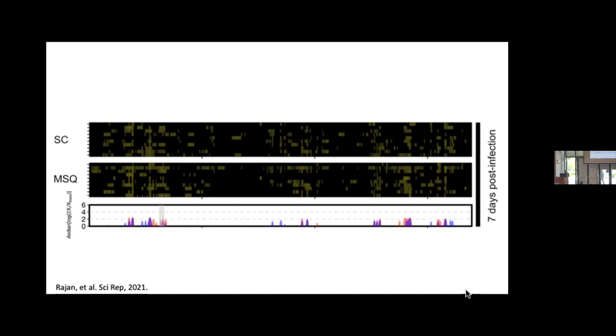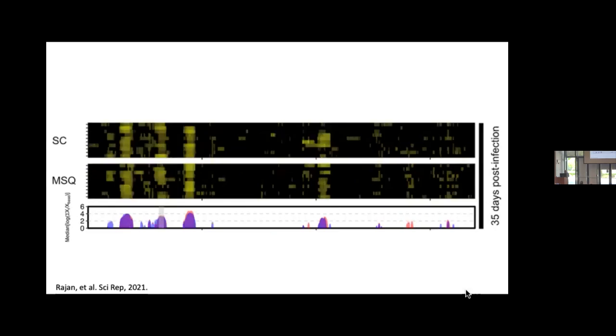And the x-axis is the entire dengue virus polyprotein. It's about 3,400 amino acids. So what you can see, it's 7 days post-infection. Unsurprisingly, in animals who are naive to dengue, you don't really see much of a response. By 35 days post-infection, though, you see a pretty robust response.